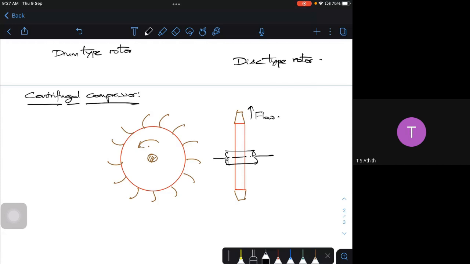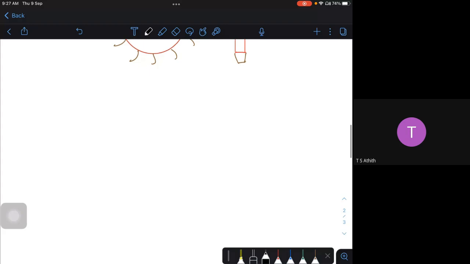Now, when you look into this kind of centrifugal or axial flow compressor, usually we try to arrange it in different ways. I was telling you about the arrangement of this particular thing. One is multi-staging. So what is this multi-staging? I have series multi-staging.